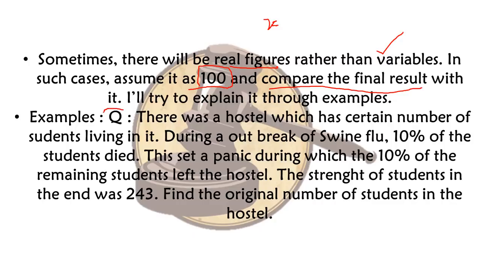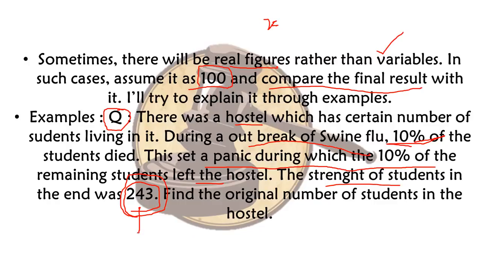Now again, we'll need an example for this, so I'll go slow with the example. The question is, there was a hostel which had a certain number of students living in it. During an outbreak of swine flu, 10% of the students died. This set off a panic during which 10% of the remaining students left the hostel. The strength of the students in the end was 243.